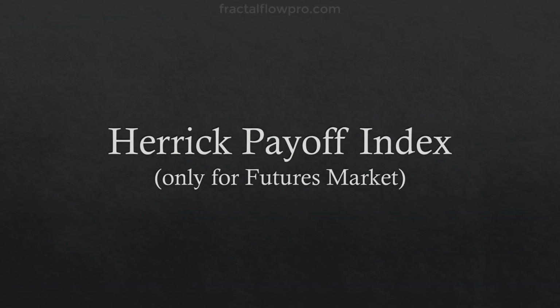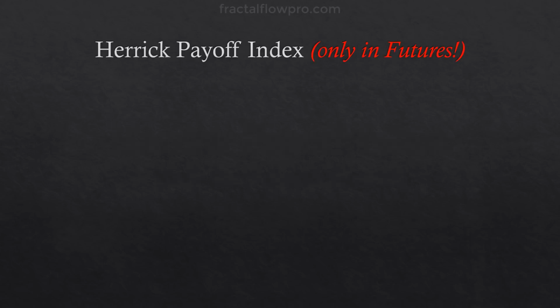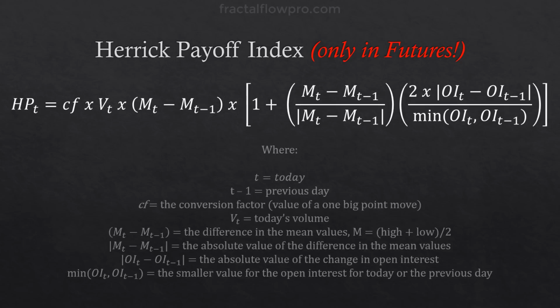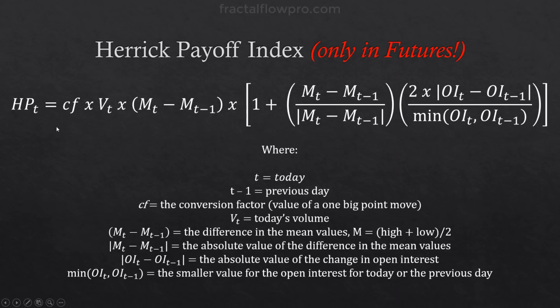This is a less known indicator that combines volume with open interest, but it can only be used in the futures market due to the necessity of open interest data. The formula for the Herrick Payoff Index is a little more complex, and it goes as follows. The Herrick Payoff Index is equal to the conversion factor, which is the value of a one big point move, times the volume for today, times the difference in the mean values, where m equals high plus low divided by 2. All of that times 1 plus the difference in the mean values divided by the absolute value of the difference in the mean values, times 2 times the absolute value of the change in open interest divided by the smaller value for the open interest for today or the previous day.